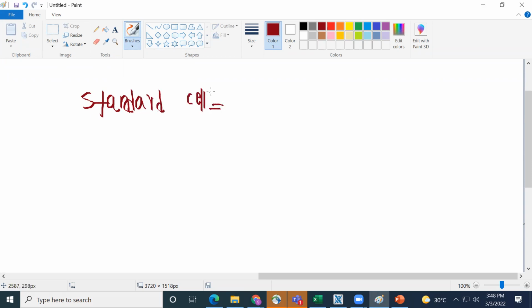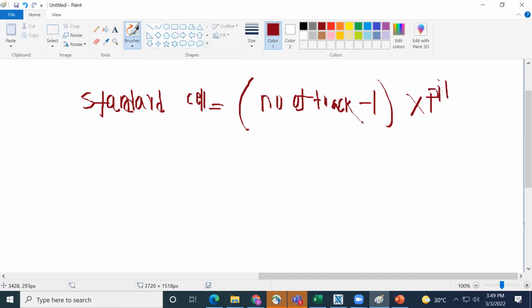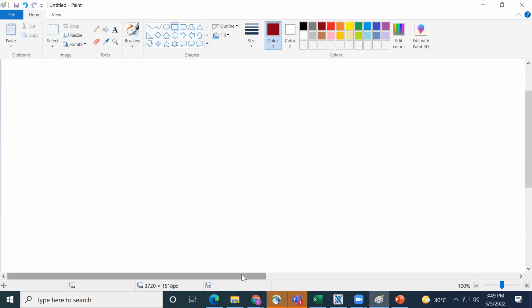So first, to understand the number of tracks: (number of tracks minus 1) into pitch. Okay, so track is a term, and pitch means... suppose this is just an inverter. So take an example, when they ask about any device.